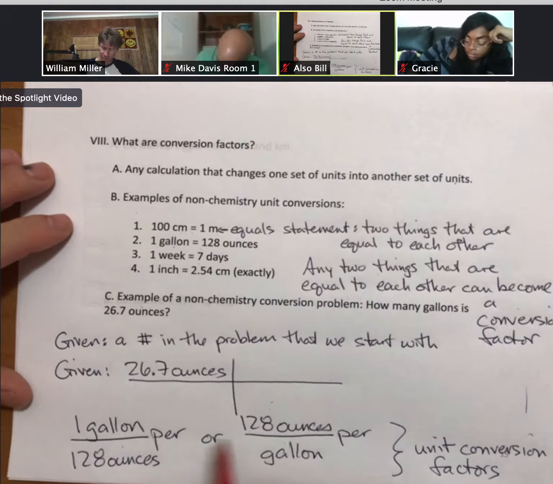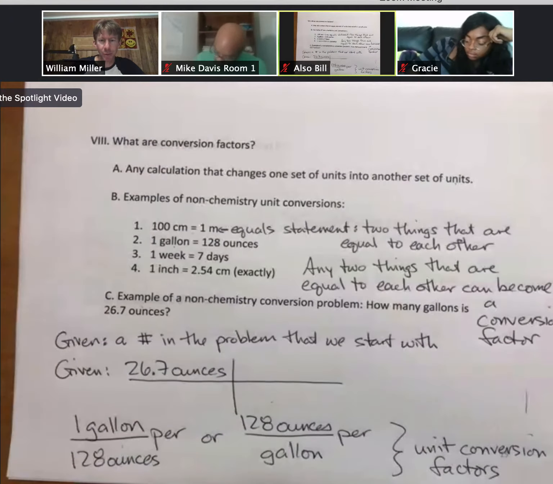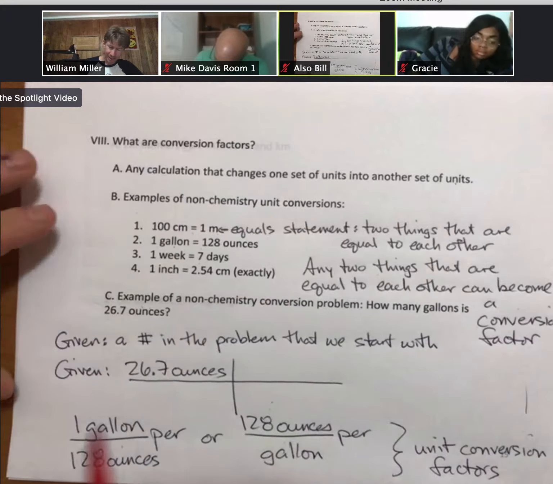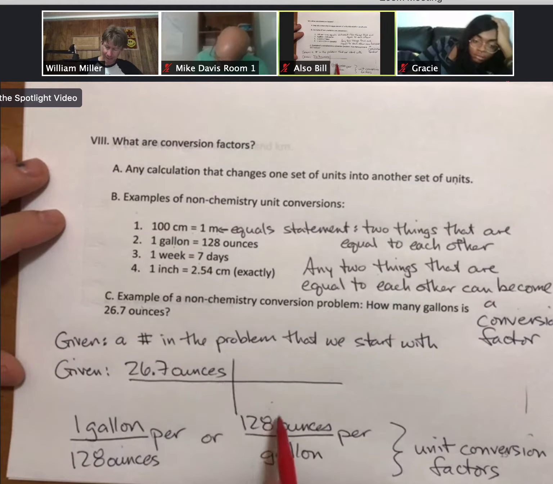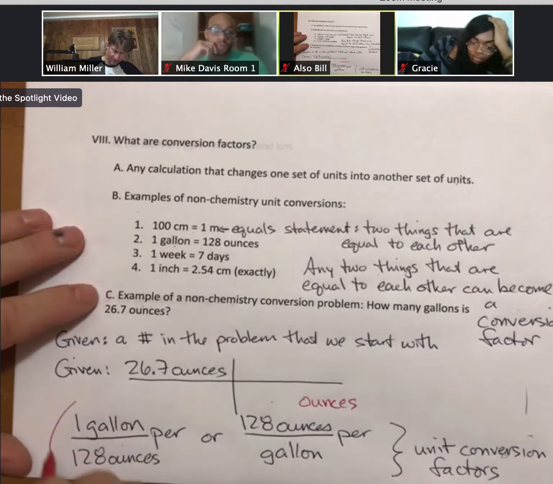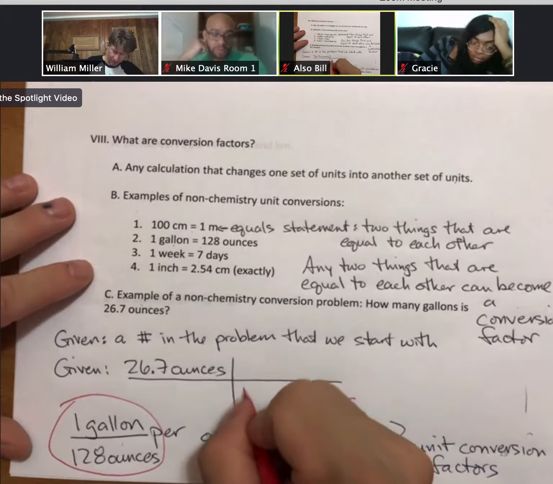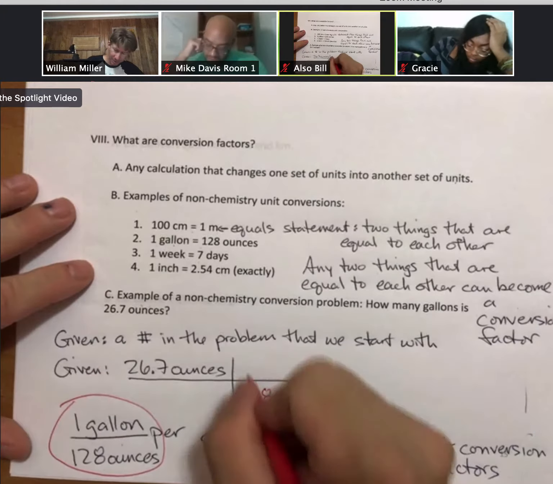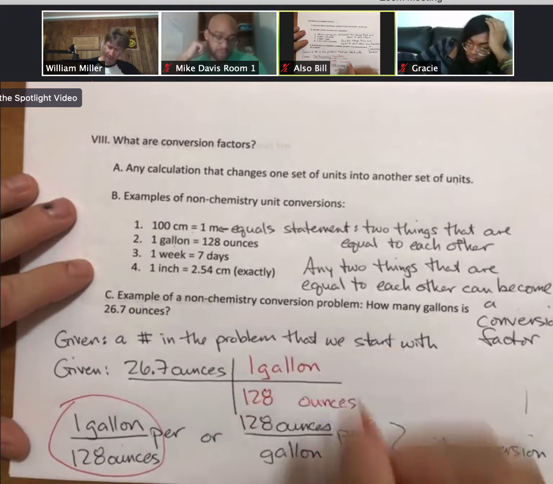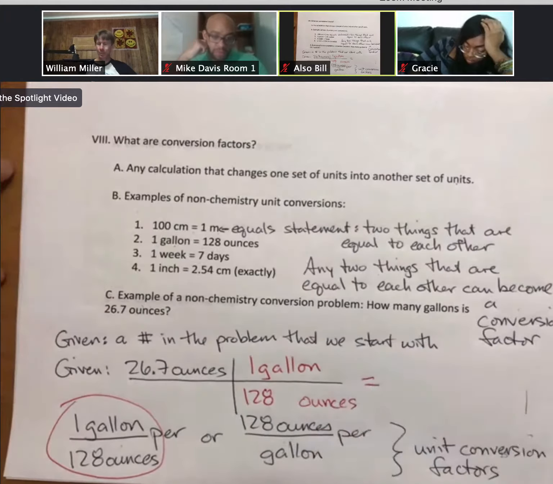Okay, so we have two choices. We have this one to the left or this one to the right. We choose the one that we want based on the fact that the units will cancel out. So since I have ounces on the top, I need ounces on the bottom. And I'm going to use this one that I just circled. It says 128 ounces on the bottom and 1 gallon on top. And then I say it's equal.